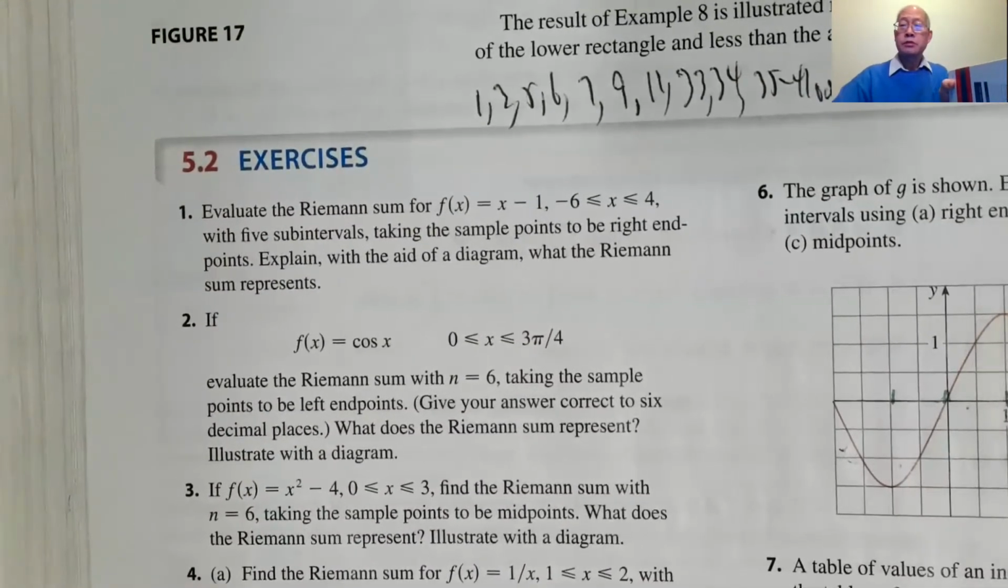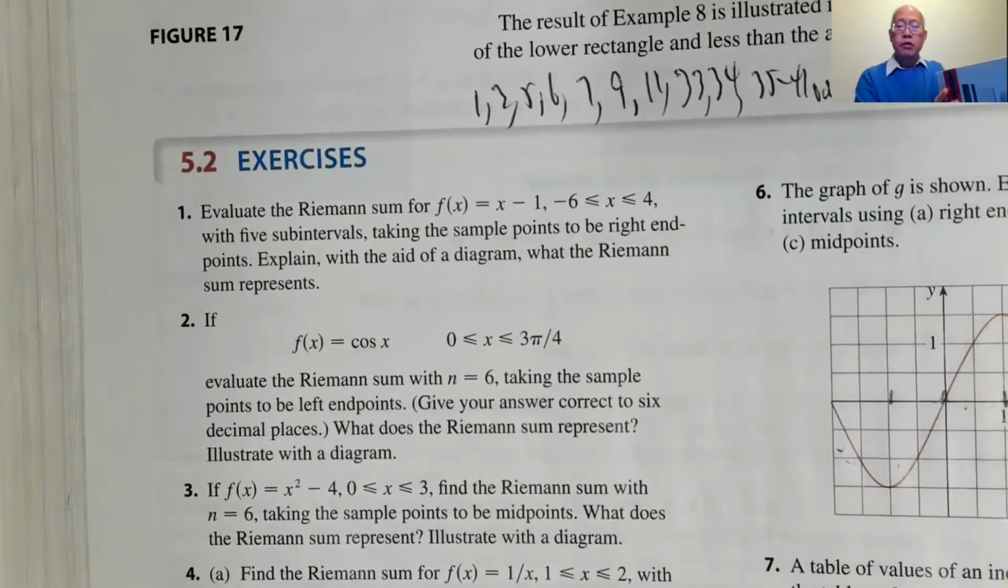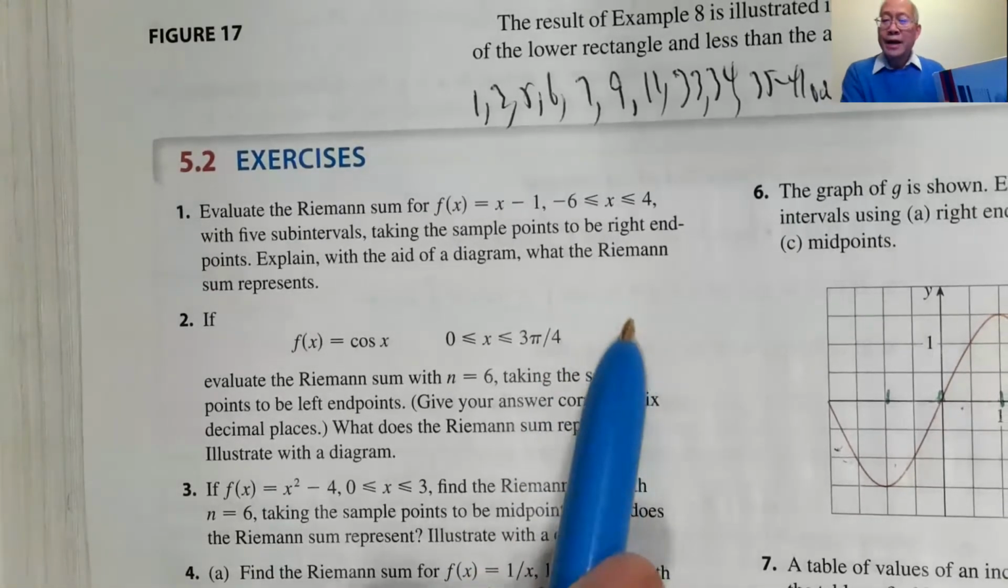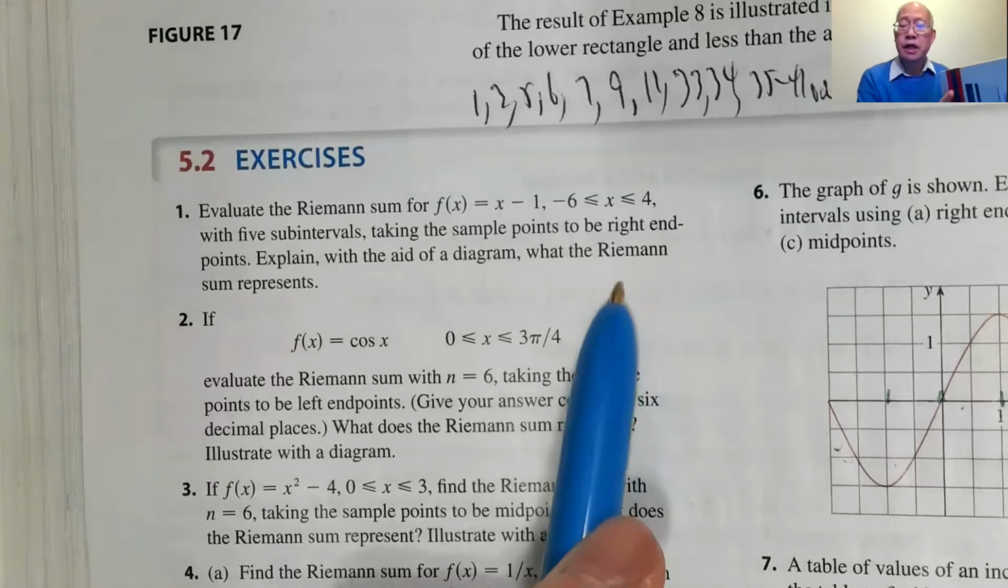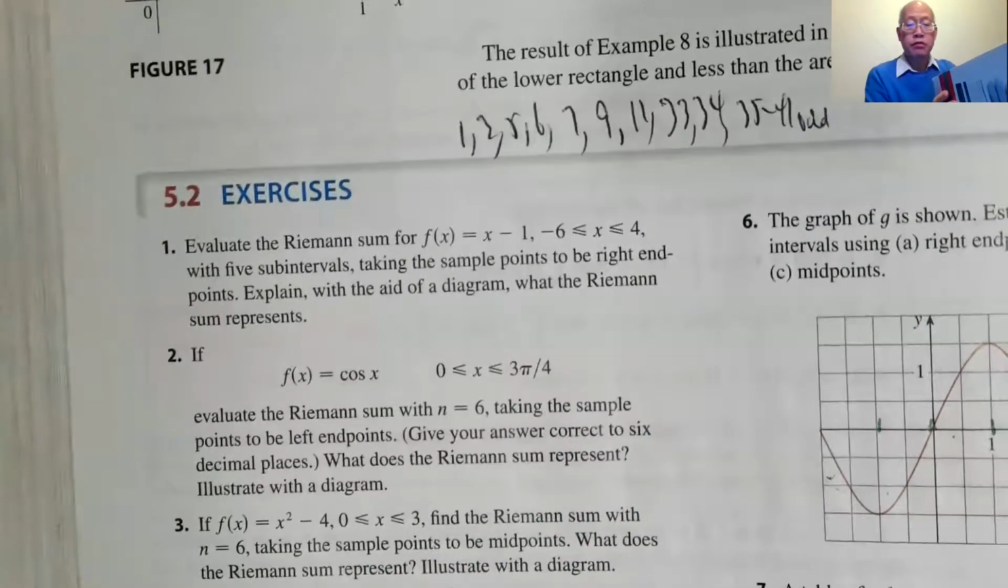You see the expression Riemann sum. What we've been doing is Riemann sums, adding up base times height, base times height, base times height, areas of rectangles, adding them all up. That's called a Riemann sum.